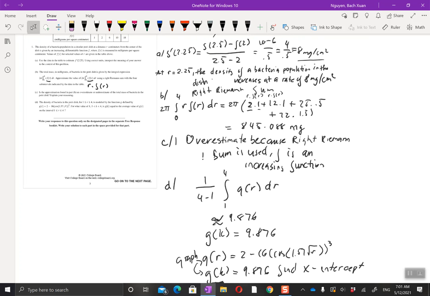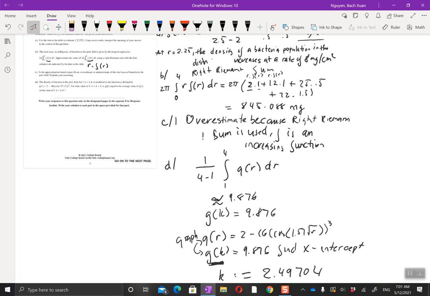So for D, the density of the bacteria in the dish from 1 to 4 is multiplied by the function g defined by g of r equals 2 minus 16 cosine of (1.57 square root of r) altogether to the power of 3. So they are asking for what value of k, k from 1 to 4, is g of k equal to the average value of g of r on the interval of 1 to 4.